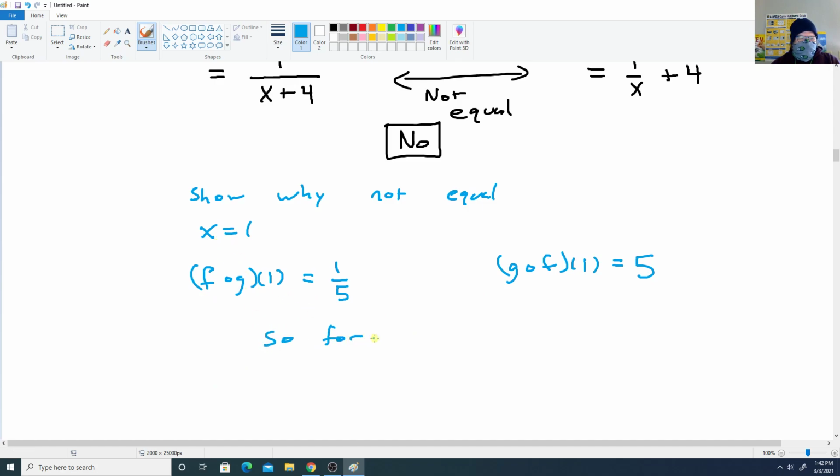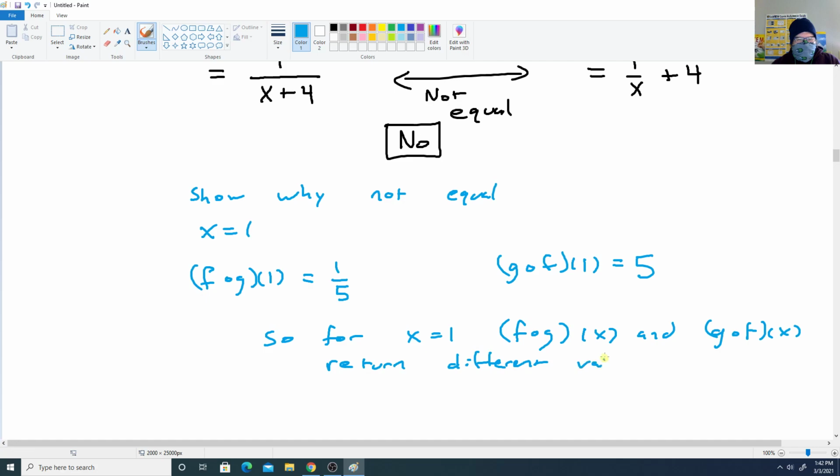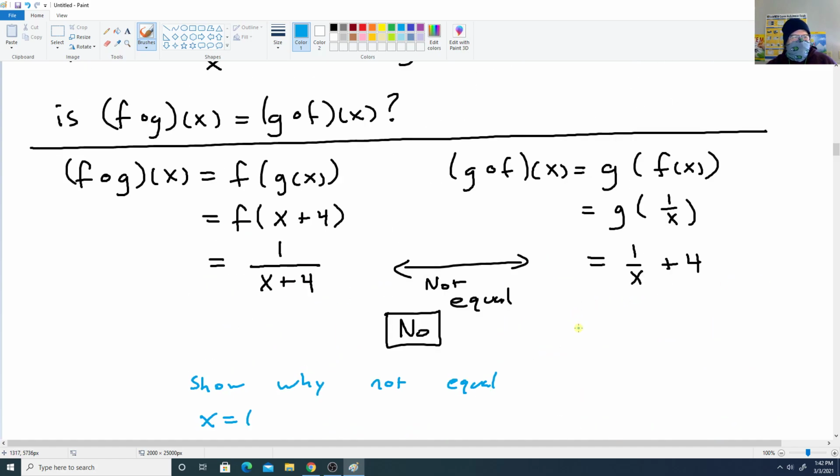So for x equals 1, f of g of x and g of f of x return different values. So they are not the same function. For two expressions to be the same function, for every single input, all their outputs have to match. And in this case, I found an input where this one sends it to one output, that one sends it to a completely different thing, so they're not doing the same thing.